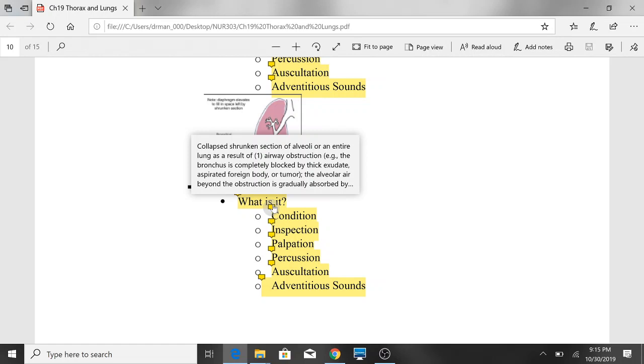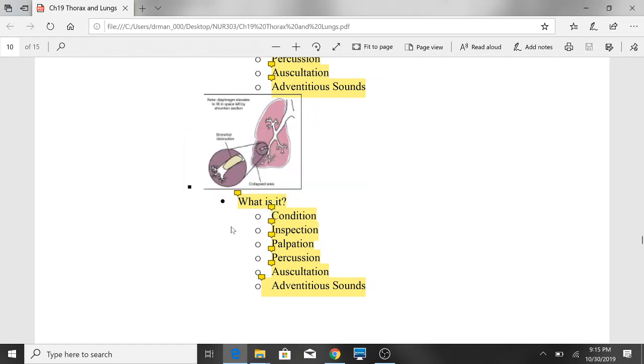Could be caused by compression or the lack of surfactant. What about if we expected someone with atelectasis? What would that be like? They would have a cough, a lag on expansion on the affected side, increased respiratory rate and pulse, and possible cyanosis.